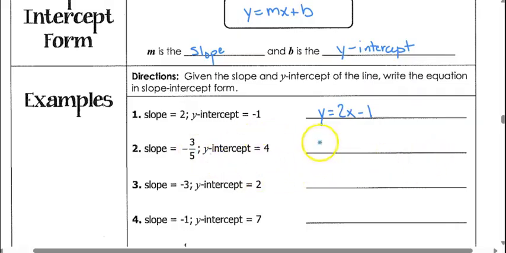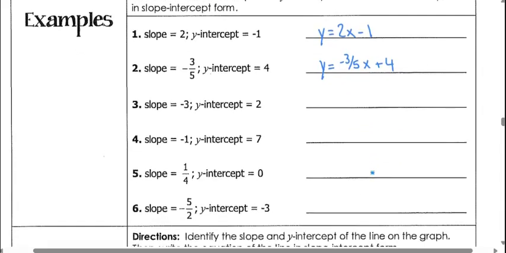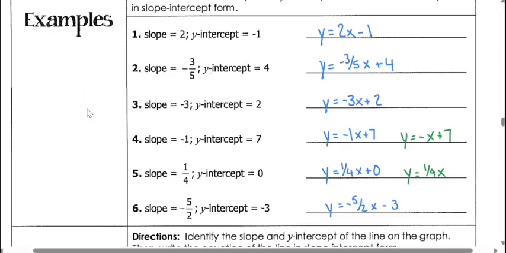Slope is -3/5, so y equals -3/5 x plus 4. Okay, so I want you to pause here. I want you to finish down this row up to number 6 and then come back and see if you have the right answers. Okay, so here's what you should have got.